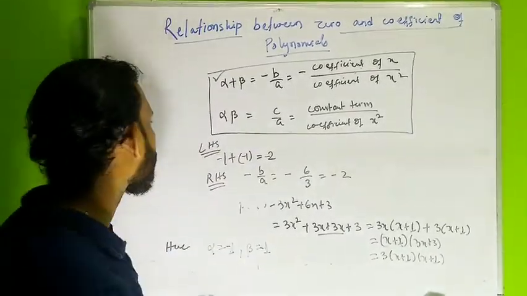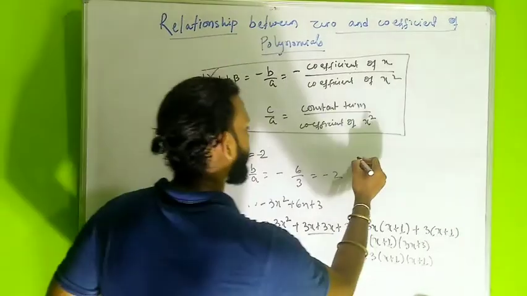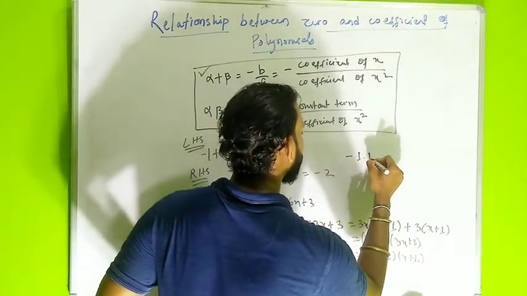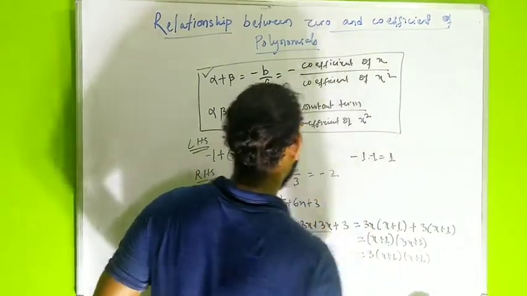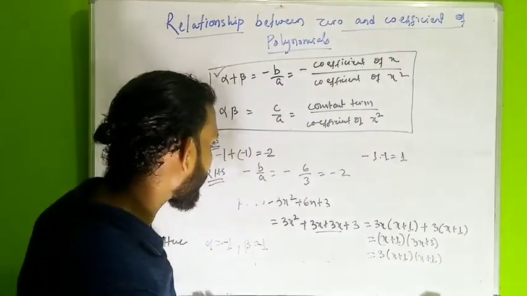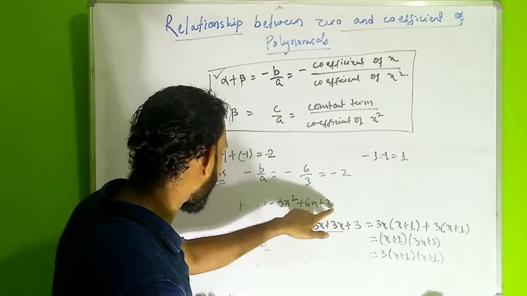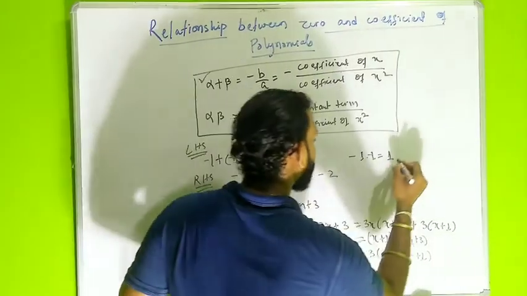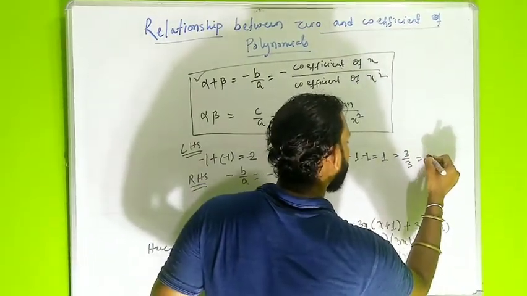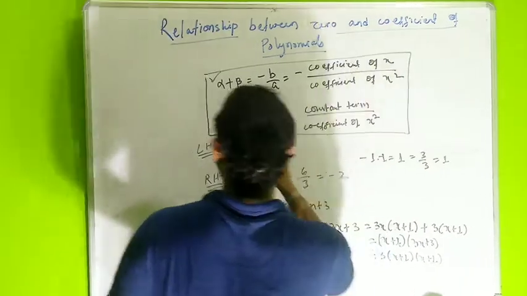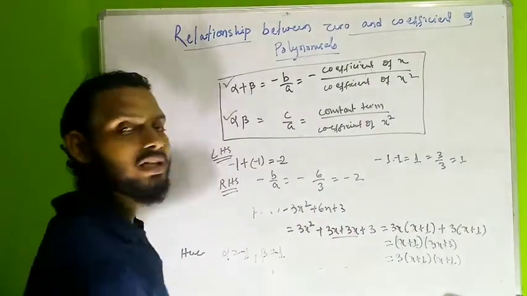Similarly, let us consider the second one. That is minus 1 into minus 1, so that is equal to 1. And what is c by a? My c by a is equal to 3 by 3, that is equal to 1. So here also the second condition is satisfied.